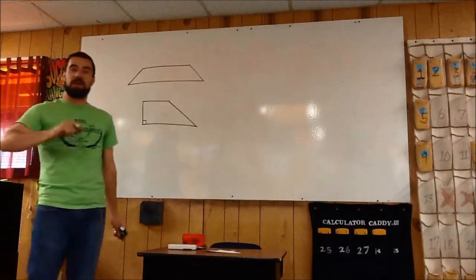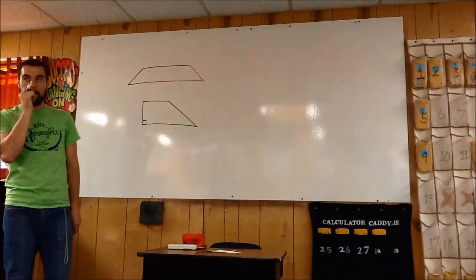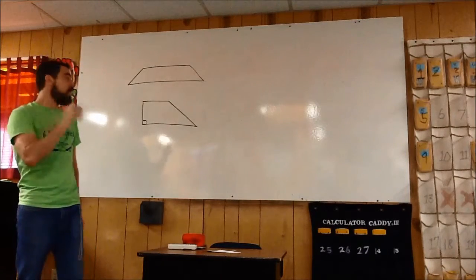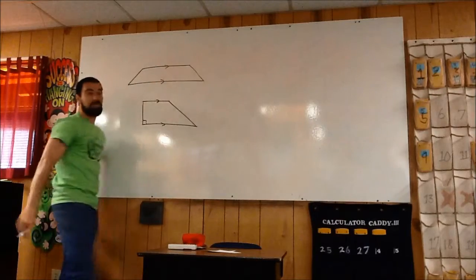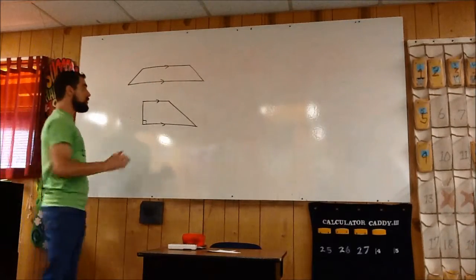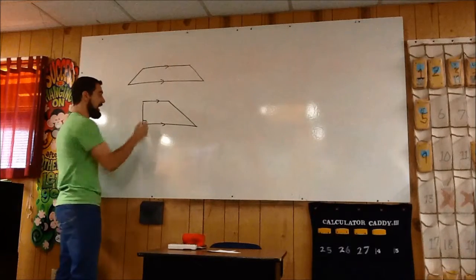By definition, what do we know about a trapezoid? It has one pair of opposite sides that are parallel. By definition, if I said these are trapezoids, then we know that those are parallel. So what is the measure of this angle then? It would have to be 90.